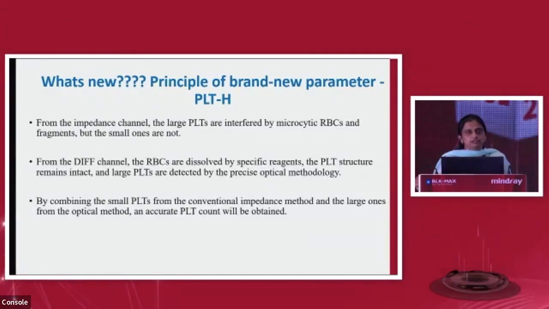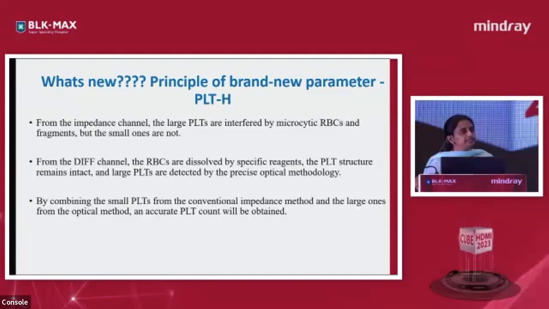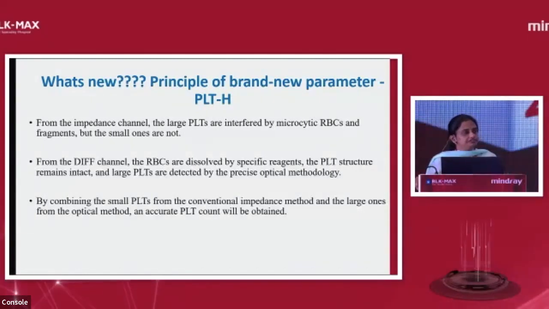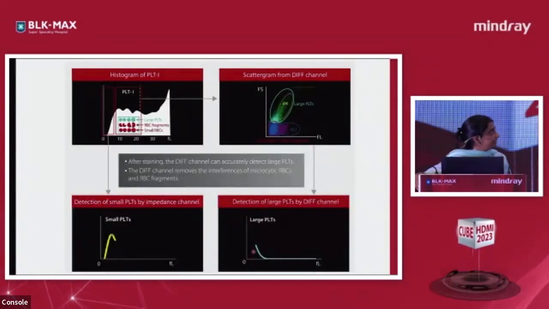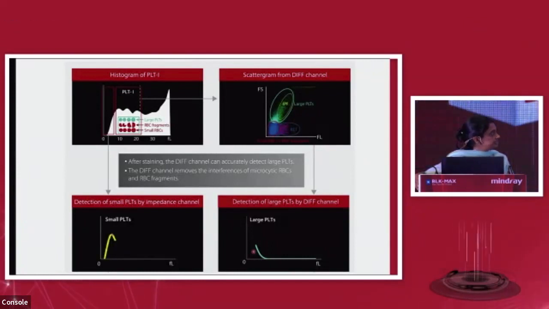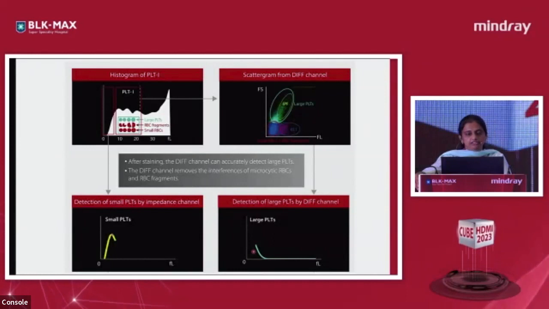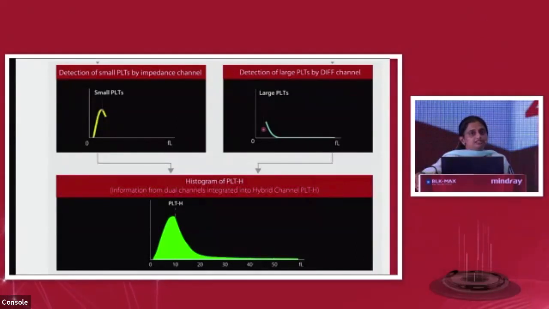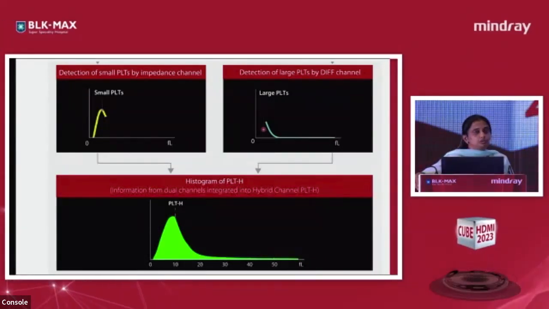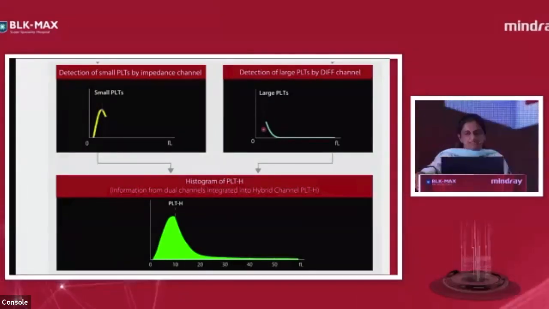Platelet H is a new parameter that Mindray has come up with, and it generates a graph combining the impedance channel as well as the diff channel parameters. These are the graphs that are obtained, that is, the platelet I and the diff channel. In the diff channel, the RBCs are lysed and hence the large platelets are detected. Combining the two graphs obtained from the impedance channel and the differential channel, the platelet H is generated. This is another parameter that needs to be explored, and it's available on the Mindray BC 700. So we are yet to explore that.